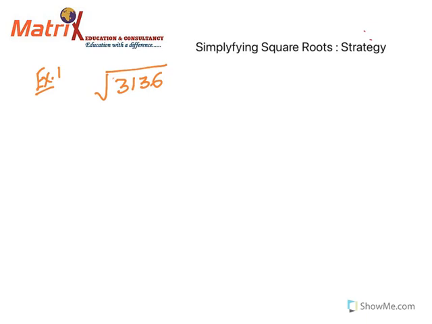3 easy steps. Always write the original number given in the question as it is. Split it into 2 halves. Take 2 digits together, the last 2 digits on the second partition side. I have split 3136 into 2 partitions, as you can see.